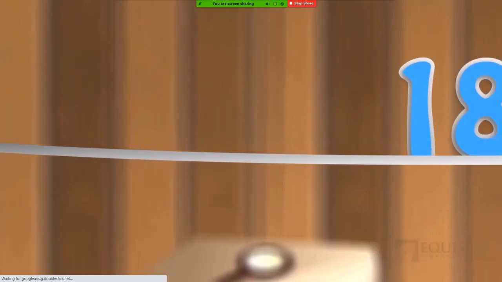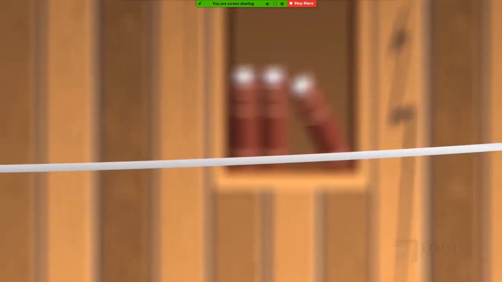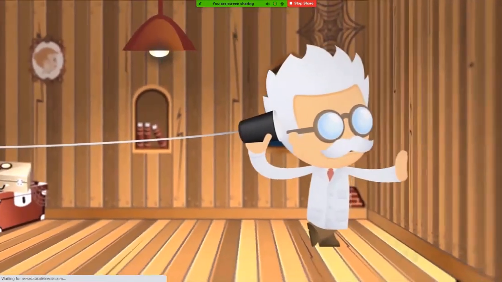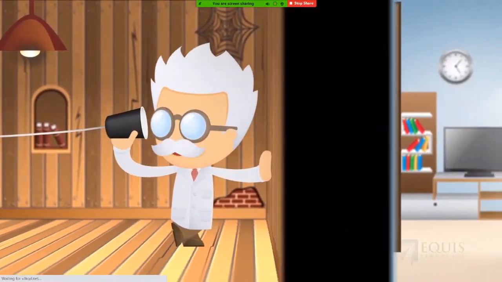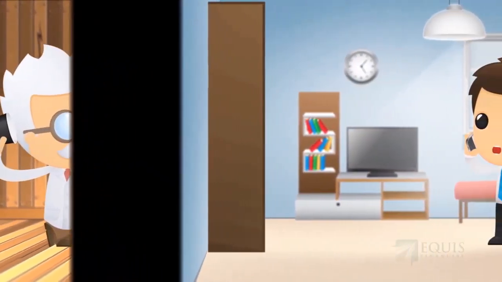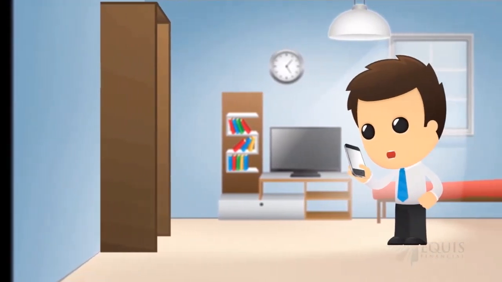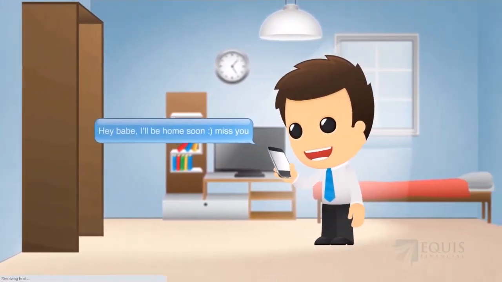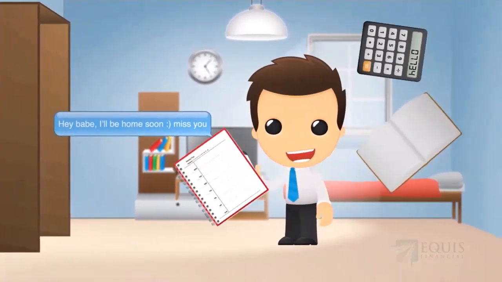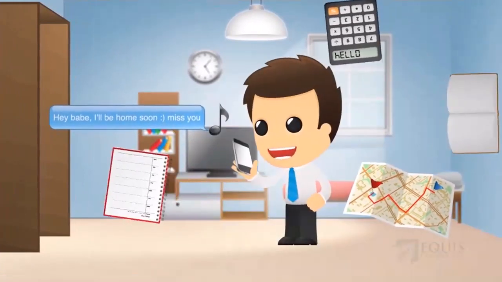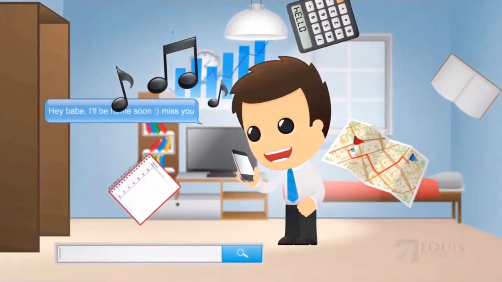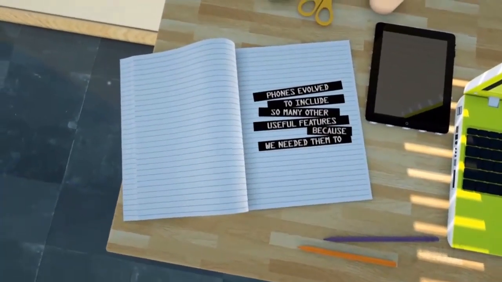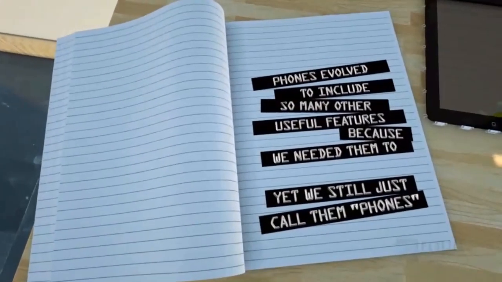When Alexander Graham Bell invented the telephone in 1876, he designed it to do one thing: make phone calls. Hello? These days, it seems we use our phones for everything but phone calls. Today's phones are our text messengers, calculators, books, planners, navigators, our cameras, music players, internet browsers, stock traders, even our flashlights. Phones evolved to include so many other useful features because we needed them to, yet we still just call them phones.